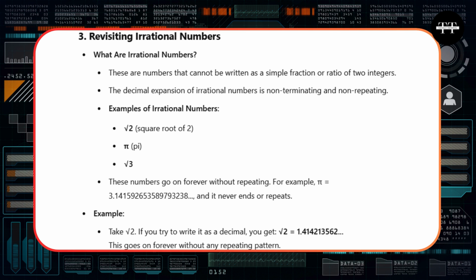For example, pi equals 3.1415926535897932338, and it never ends or repeats. Example: take √2. If you try to write it as a decimal, you get √2 equals 1.414213562. This goes on forever without any repeating pattern.